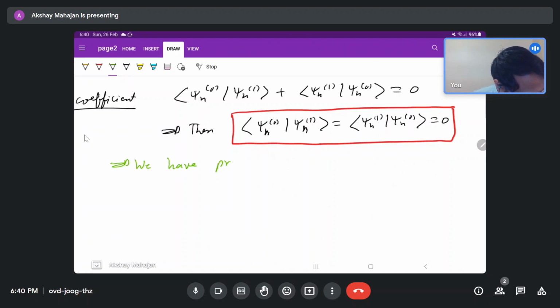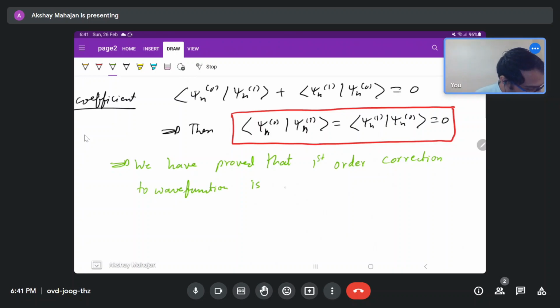We have proved that the first order correction wave function is perpendicular to the unperturbed state. All right. So this thing we have proved.